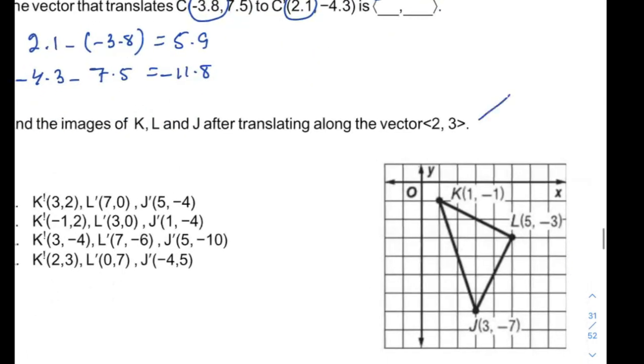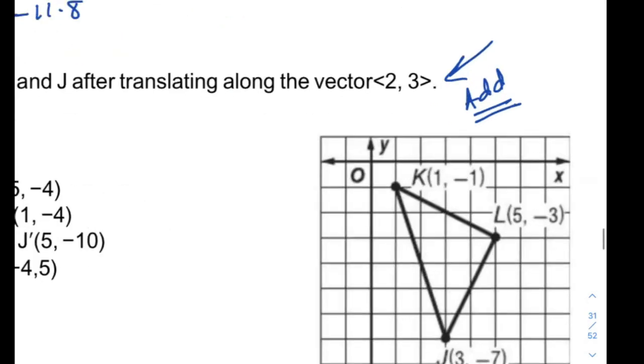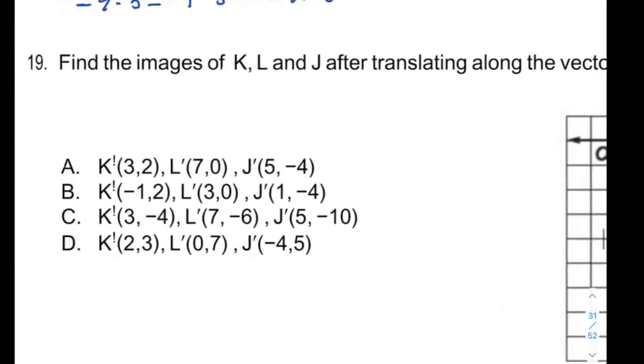Find the image of K, L, and J after translating along the vector 2, 3. So simply you are going to add this vector to each point. Let's check the first point, K, 1 and minus 1. Add 2 to 1, it will be 3. Add 3 to minus 1, it's 2. So K prime is 3, 2. The only one is K prime 3, 2 is this one. So this is definitely the final answer. No need to check others because this is the only one including K prime 3, 2.